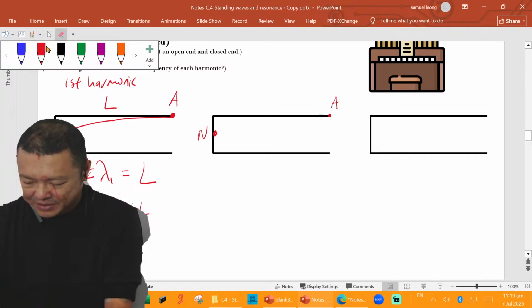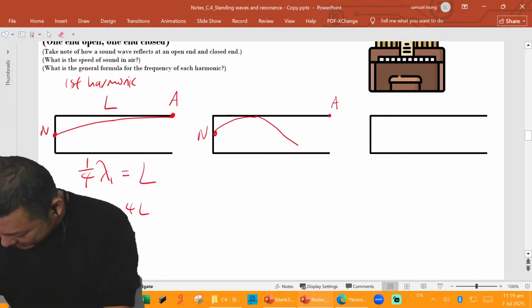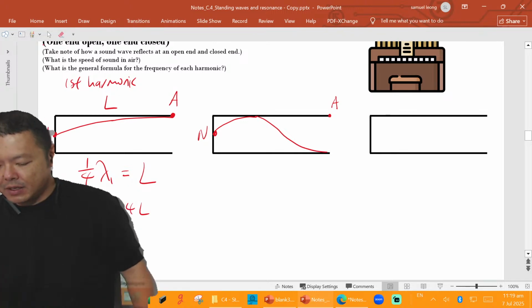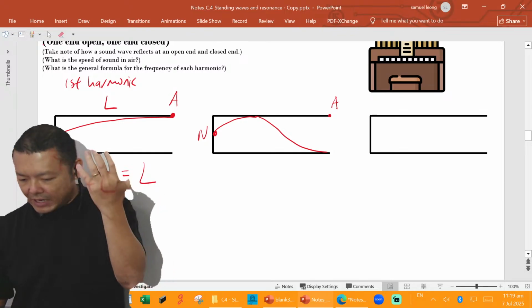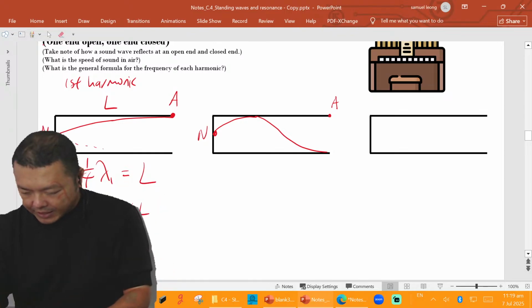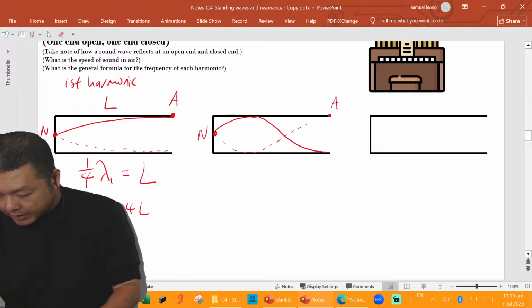Not nice. Hang on, let me try again. Right, three quarters. Yeah, there you go. My drawing, is it complete, by the way? I need to show the dotted line. So I better show the dotted lines. Okay, there we go.